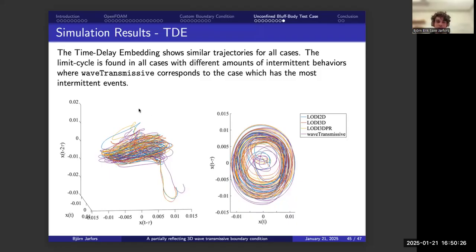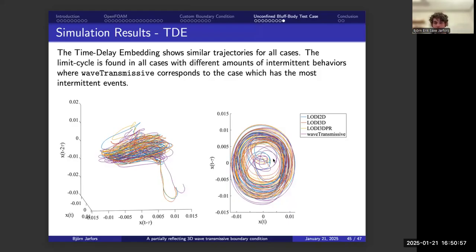But if we look from the top view instead of the ISO view, we can see that there's this sort of elliptical structure, which is generally what we like to see in these cases, because this means that we have a limit cycle behavior. And this is usually connected to a strong sinusoidal signal, which indicates that we have a very strong vortex shedding, for example.